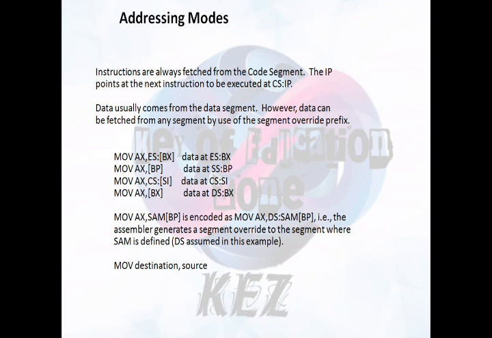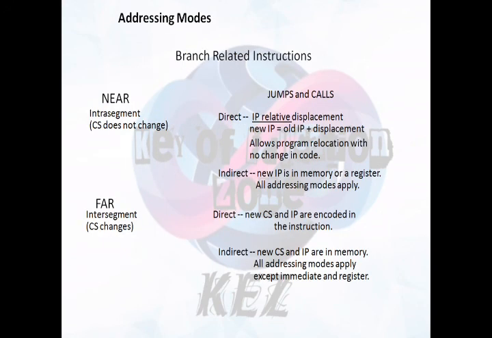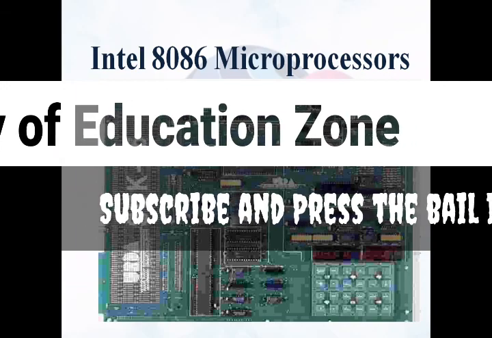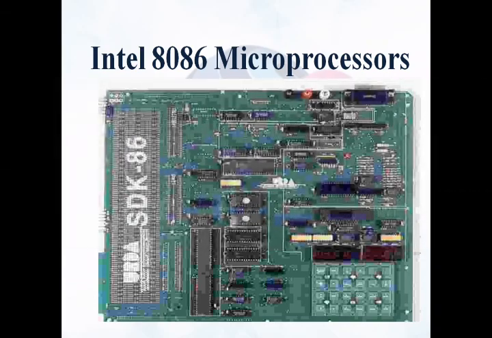Here DS is assumed as an example. So instead of DS you can use any other segment also. How any one instruction can be modified, I am showing in this video. After this comes this video. Here you can get a little bit of an idea about addressing modes and branch-related information, where near and far instructions and inter- and intra-segment branches come in. So read it. In our next video we will explain more.